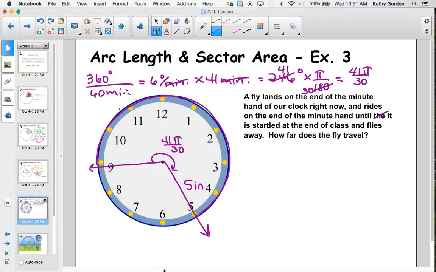All right, so we got a central angle of 41 pi over 30. We've got a radius of 5 inches. Figure out how far the fly is going to travel by the end of class. And do not leave this one in terms of pi, because that's not going to make any sense to me whatsoever. So actually get an approximate answer for this.